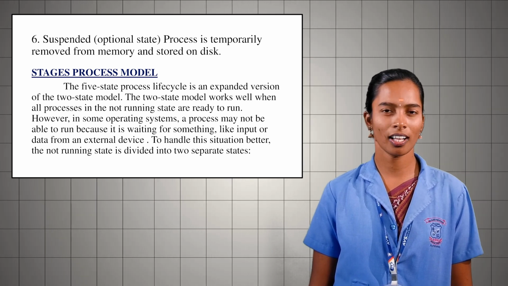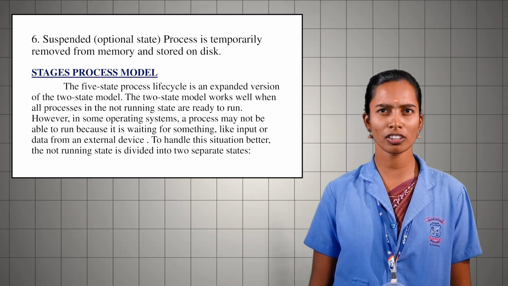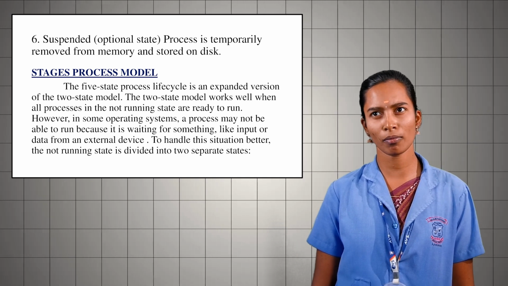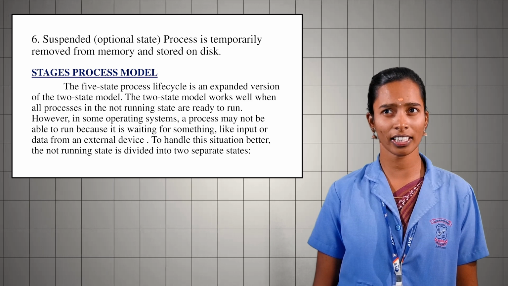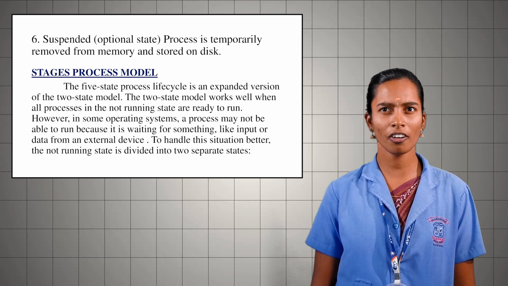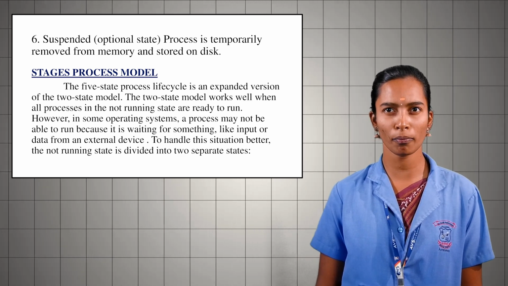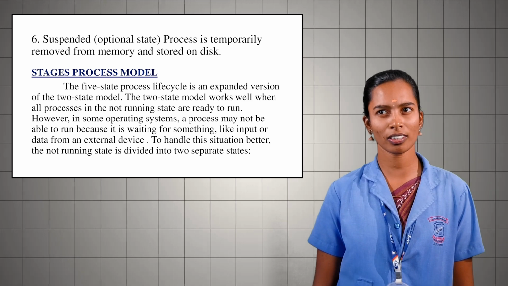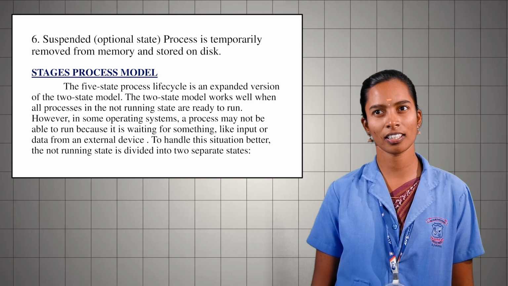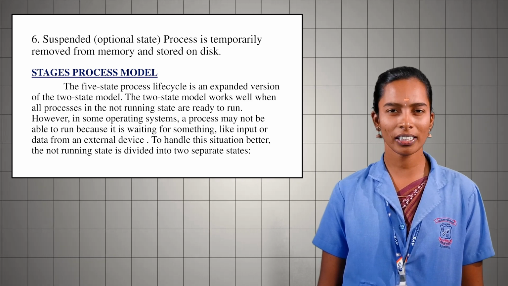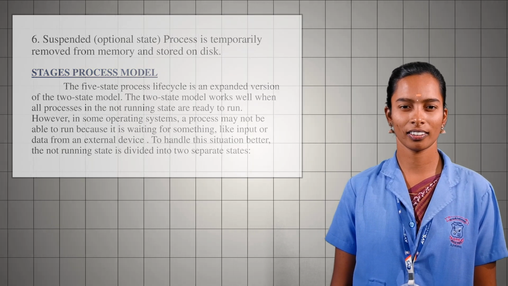Five-state process model. The five-state process life cycle is an expanded version of the two-state model. The two-state model works when all processes in the running state are ready to run. However, in some operating systems, a process may not be able to run because it is waiting for something, like input or data from external devices. To handle this situation, the not-running state is divided into two separate states. Next.